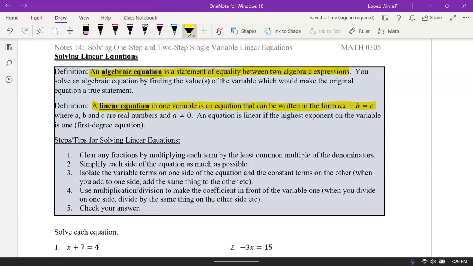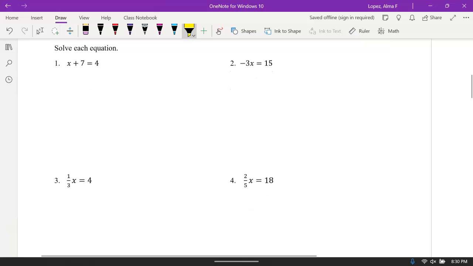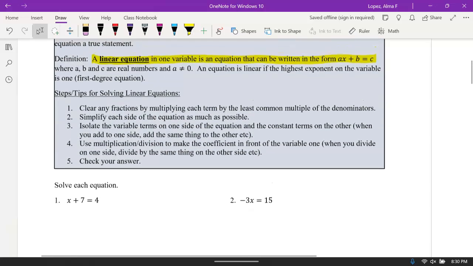And again, there are all the directions, and you can read that if you'd like. I like to show you. All right, well, actually, we'll go through that. Steps and tips for solving linear equations.